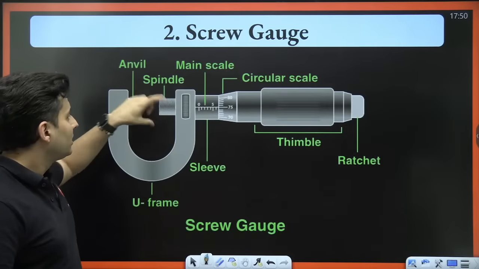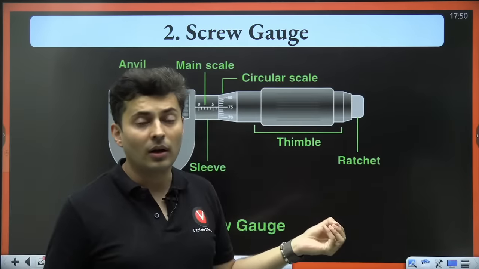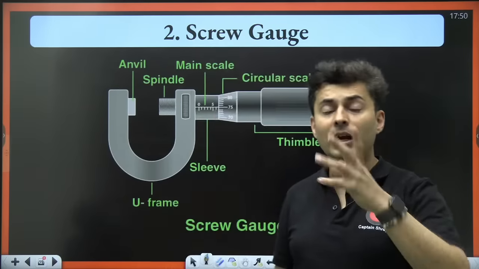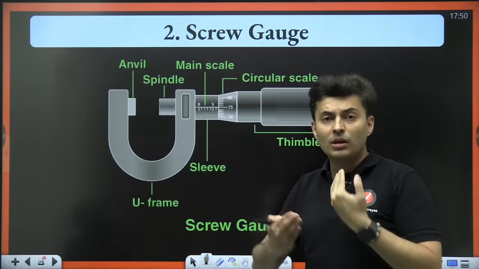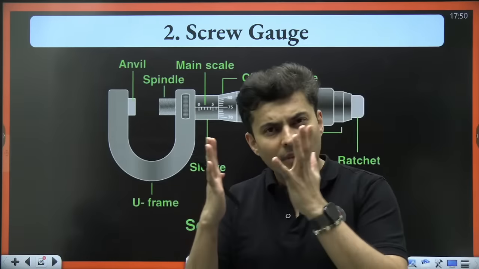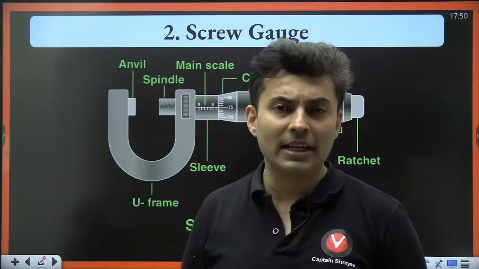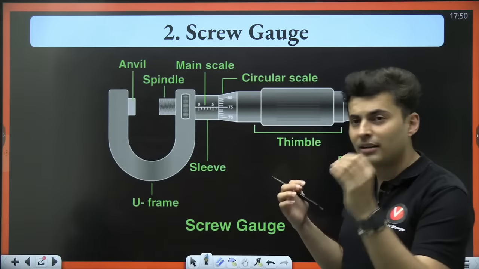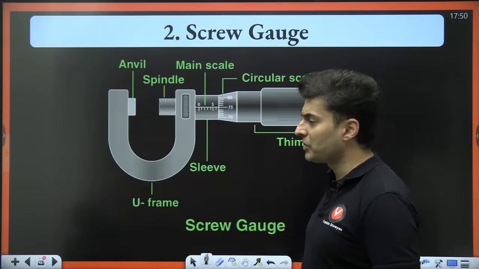Okay, because this usually has a least count of the order of 0.001 millimeter. So you will see the least count is much smaller as compared to the vernier caliper, and that's the reason why you get very precise readings using a micrometer screw gauge.